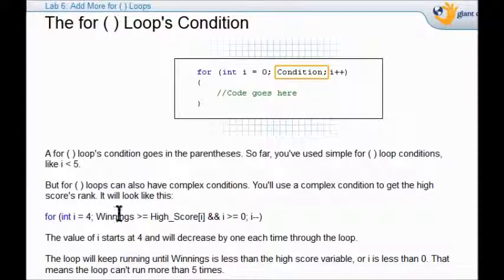So we're going to check the lowest winning score, the fifth one, which goes from 0 to 4, and we're going to see if the winnings is higher than that, or equal to the high score. So we decrement it until we get there. Let me show you what this looks like a little bit better.